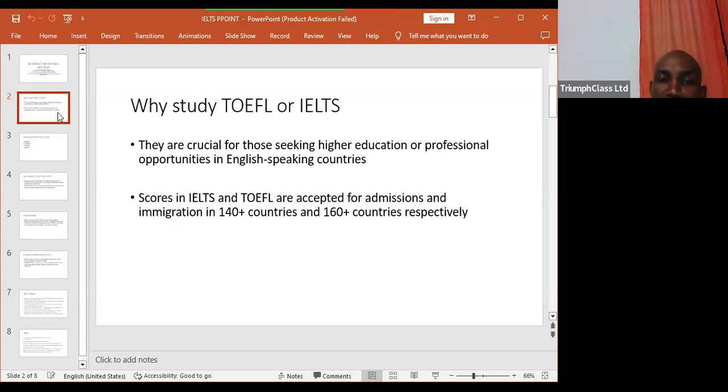Or it may be for cases of further studies. You have already completed, for example, your first degree, and you want to go to these countries. Maybe you have a scholarship. You do an IELTS test or a TOEFL test, and when you perform very well, you're definitely going to get that chance. That is why we study these TOEFL and IELTS tests.